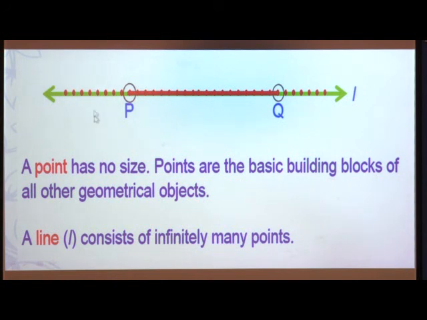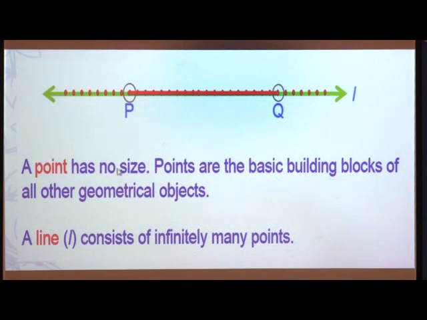But students, you can see many dots on the line. So, these are dots. It means points. A point has no size. A point does not have any size. It is simply a dot. Points are the basic building blocks of all other geometrical objects.